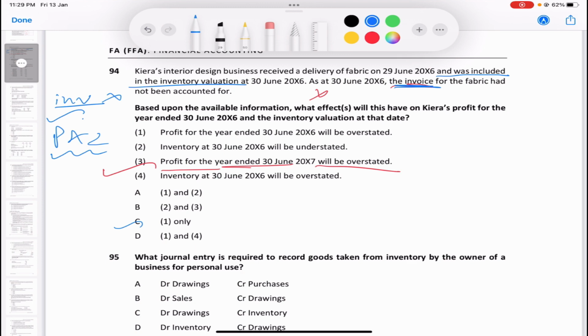Okay, just a second, guys. Profit for the year 2007? No, we are talking about 2006. So this has nothing to do with 2007, right? We are talking about 2006. That is why I'm saying that you need to read the options carefully. There has been nothing mentioned about 2007 in the question, but in the option we have 2007, and I did not read it. It is 2006. The question has always been about 2006 only. So my answer is C, which is 1 only.